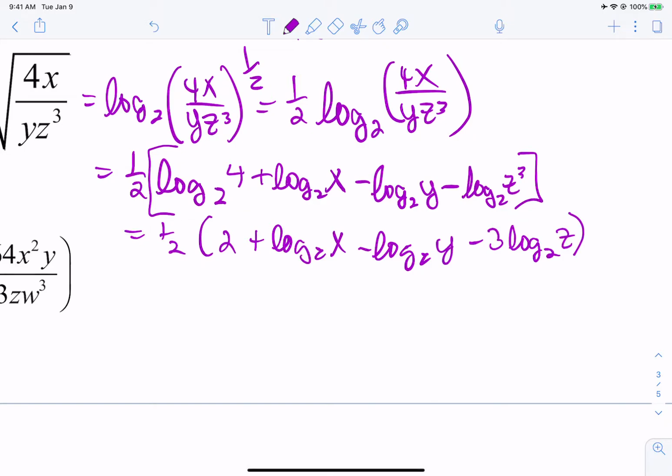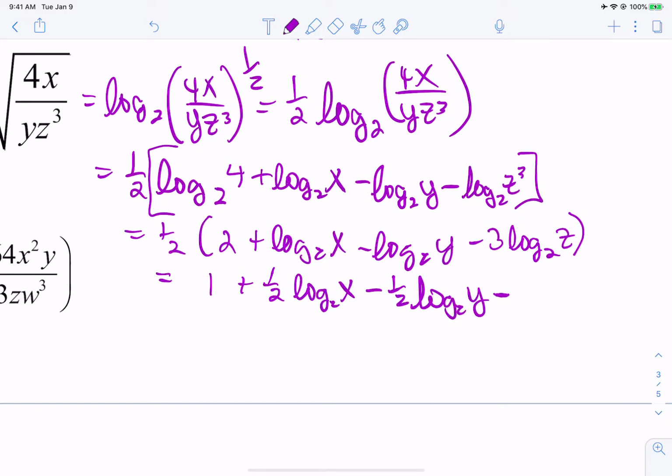Now the only thing left is let's finally take that 1/2 and just multiply. It's going to set in the front of each logarithm. And so our final answer, 1/2 times 2 is 1. That's 1/2 log base 2 of x minus 1/2 log base 2 of y minus 3/2 log base 2 of z. And so that is our final answer.